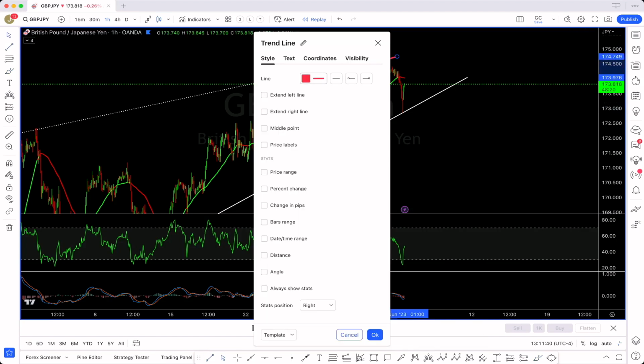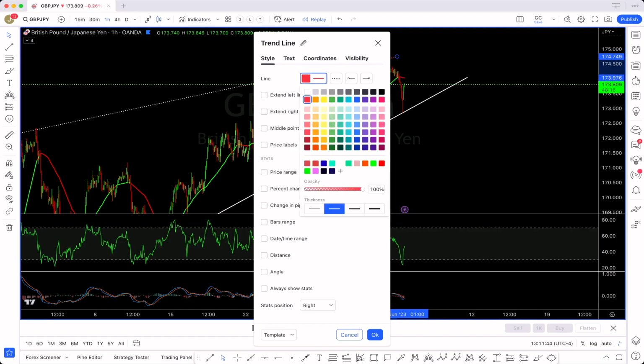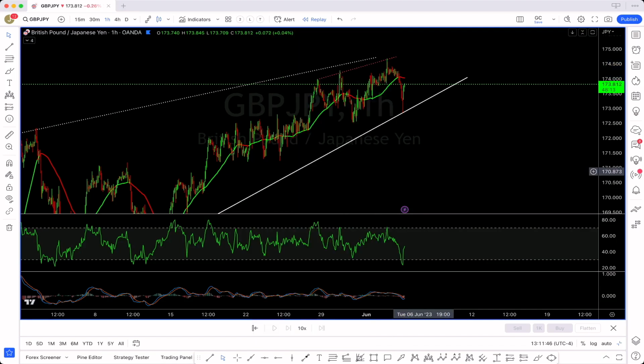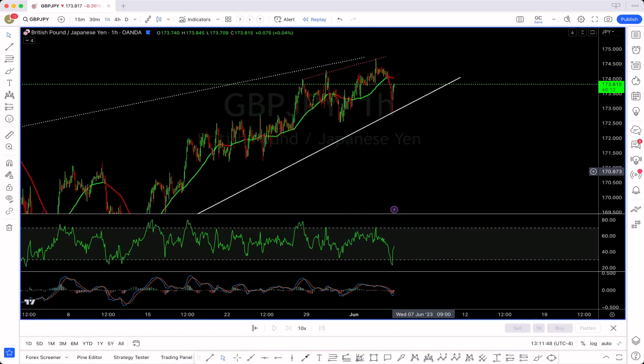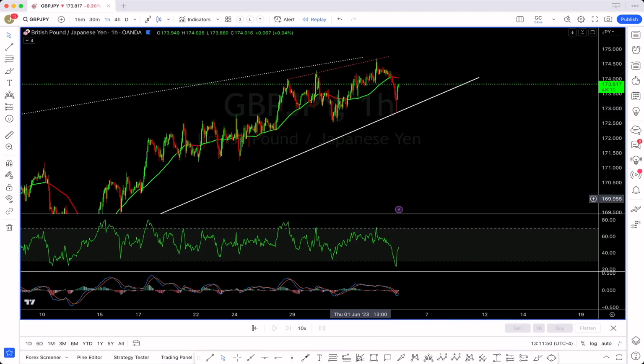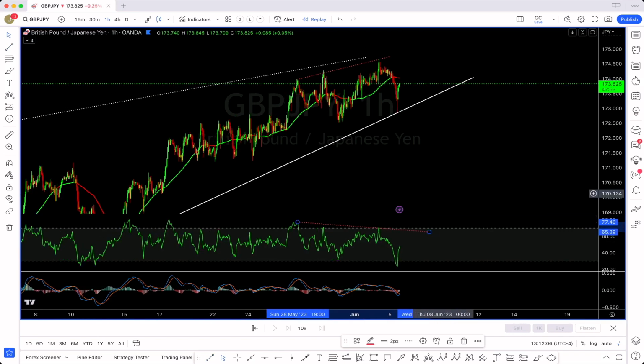And I like to make these dotted lines. Okay, so we got the red. Now the white lines are the daily, but the red is going to be for this hour chart. All right, now look at this. While the candles are going higher and higher, higher highs on the chart, the RSI is not. So we saw that on the daily and we see it on the hour.